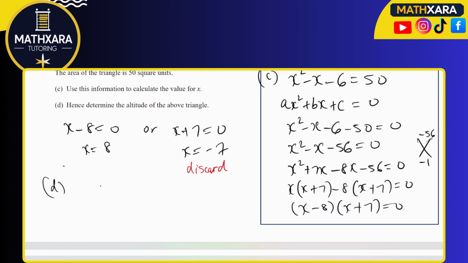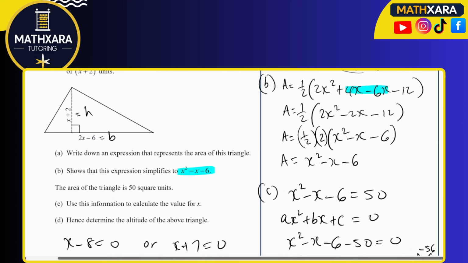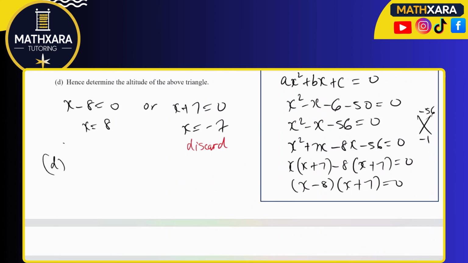Now for part D. It says, hence, determine the altitude of the triangle. Now the altitude is our height. From here, we see that the height is actually x plus 2. And we know that our x value, so let's write it down, the altitude.